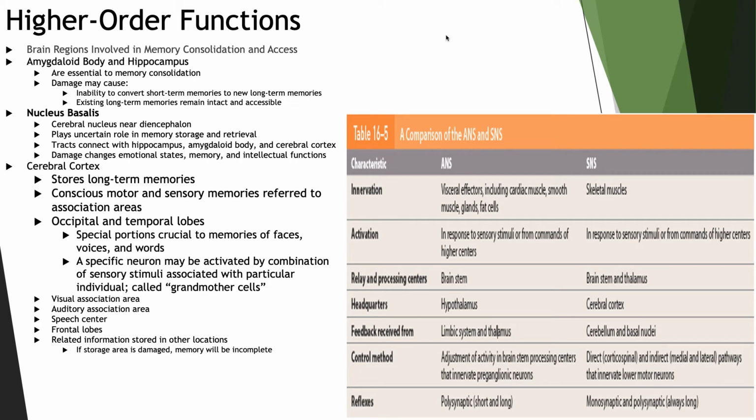Memory consolidation and access. The amygdaloid body, or the amygdala, and the hippocampus, two components of the limbic system, are essential to memory consolidation. Damage to the hippocampus leads to an inability to convert short-term memories to new long-term memories, although existing long-term memories remain intact and accessible. Tracts leading from the amygdaloid body to the hypothalamus may link memories to a specific emotion.